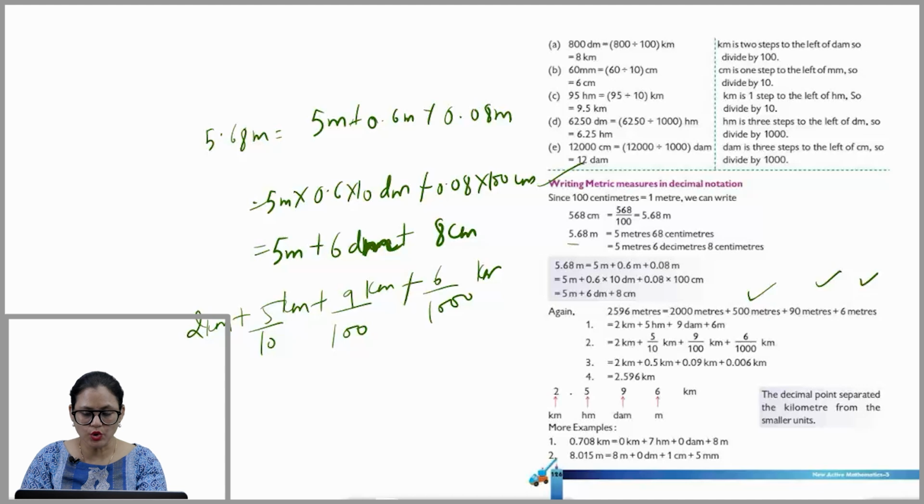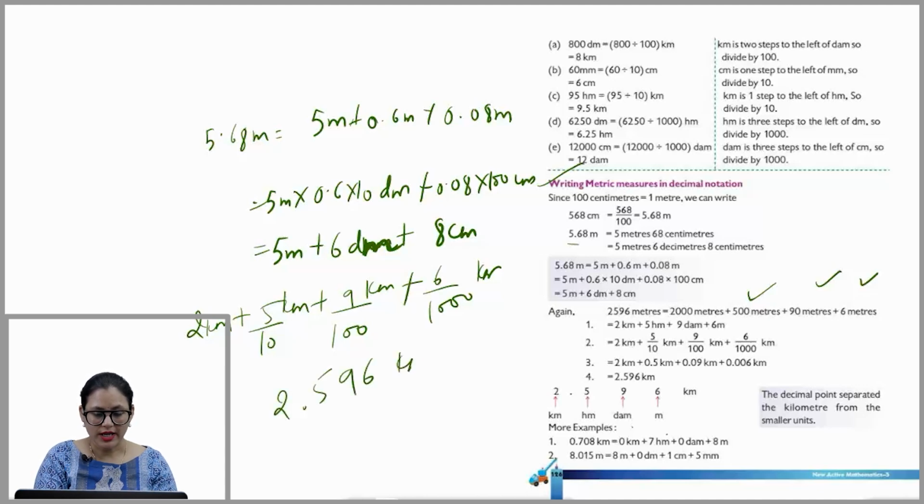So 2596 meter, that is 2.596 kilometer. This is kilometer, this is hectometer, this is decameter and meter. The decimal point separates the kilometer from the smaller units, right? See, this is 2.596 kilometer. So this point separates kilometer from the smaller units. Similarly, we will do these examples also like this only.